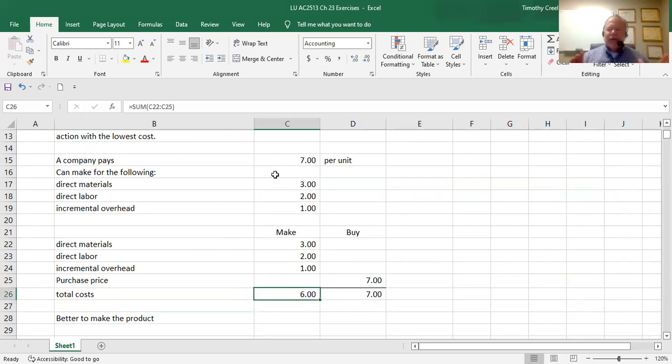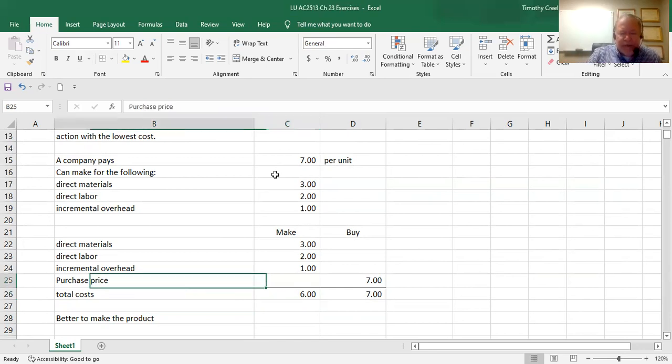And again, the decision alternative is you want to choose the option with the lowest cost to the company. Now, one thing I did want to mention about this is that when it comes to overhead, you don't include the total overhead. You only want to include incremental overhead. Incremental overhead would be what changes. If we decide to buy, what changes with overhead? And so that would be the incremental portion.